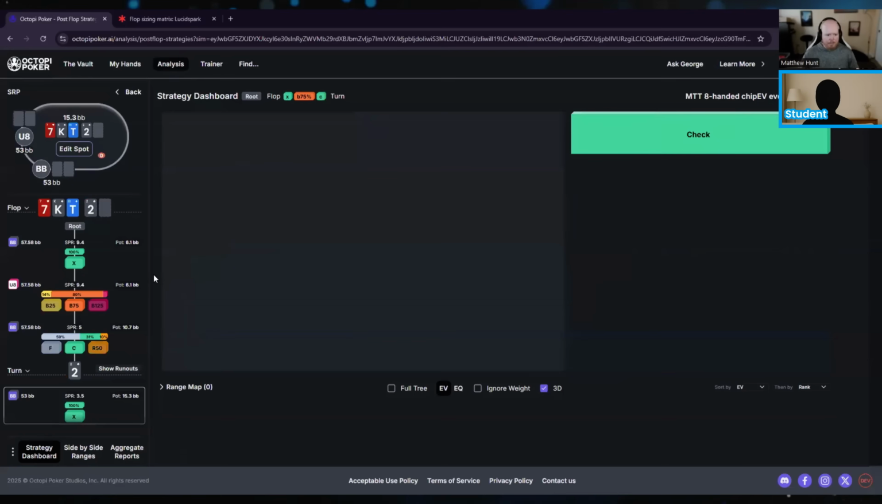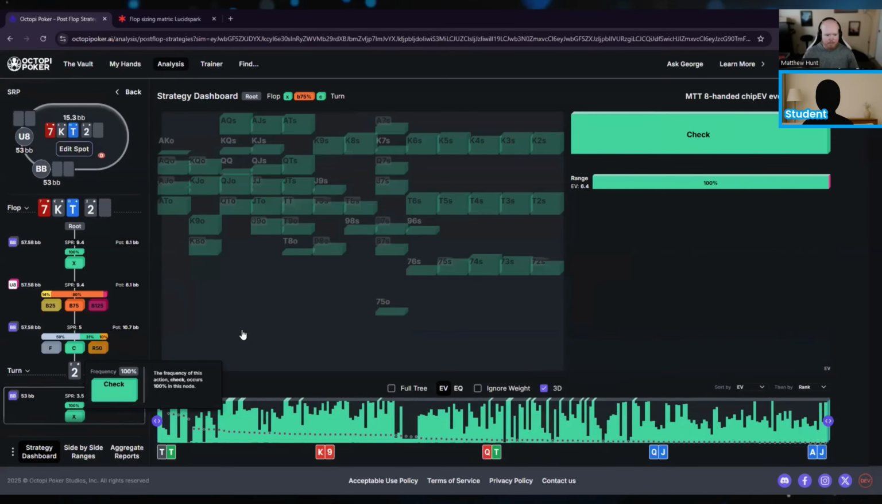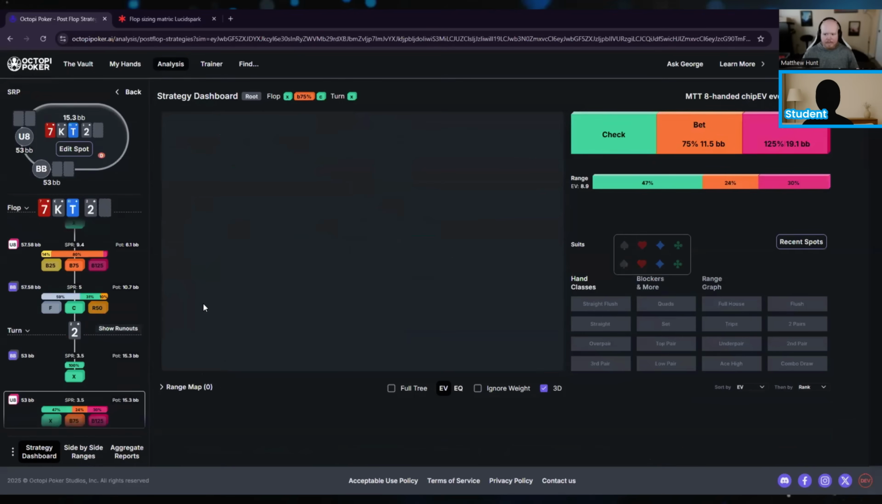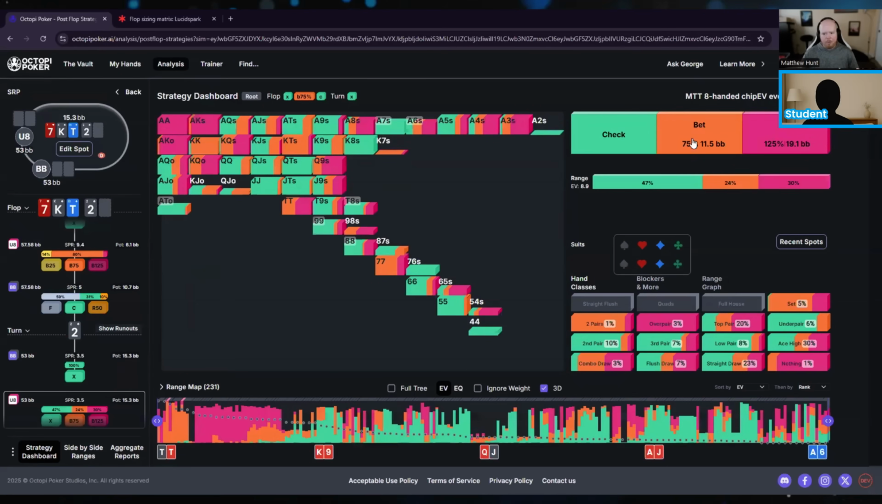If you can imagine villain checking their entire range here, pretty straightforward. Now, it's basically overbet or B75, right? So if we wanted to split the difference and go with B100, bet pot here, that's going to be very reasonable.